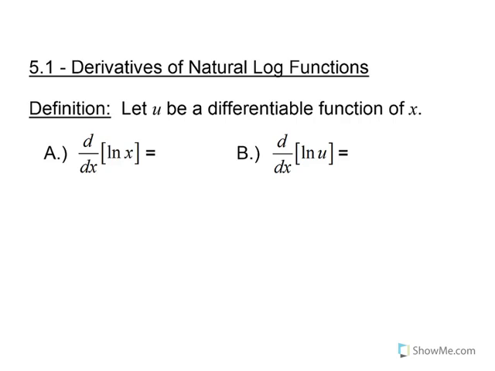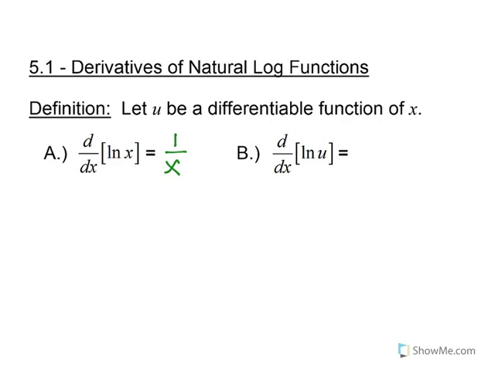Okay, part A is our straightforward definition, and this comes from the limit definition of a derivative. We're not going to go through that process for this particular type of function. We're just going to add this rule to our list of derivative rules. So the derivative of ln x is equal to 1 over x. Plain and simple. That's all there is to it.